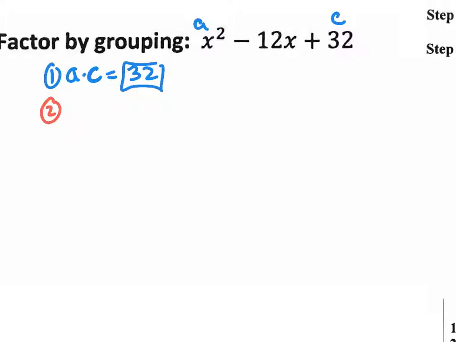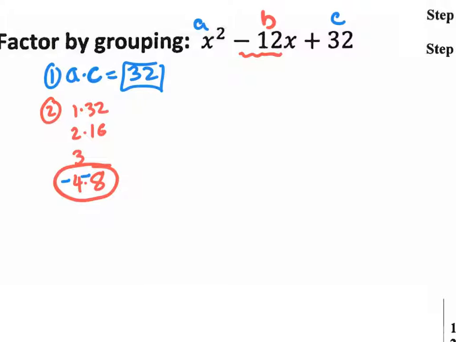Step 2, make a list of the multiples of that answer. How could we get 32? You got 1 times 32. We said 2 times 16. And we also said 3 doesn't work, 4 times 8. And that's all the possible ways of getting 32. Now, which pair of numbers combines together to give us the middle value, which happens to be negative 12 in this case? Again, 4 and 8, but we need to change those signs to a negative and a negative. That way, when you combine negative 4 plus negative 8, it really does give you that middle value, negative 12.